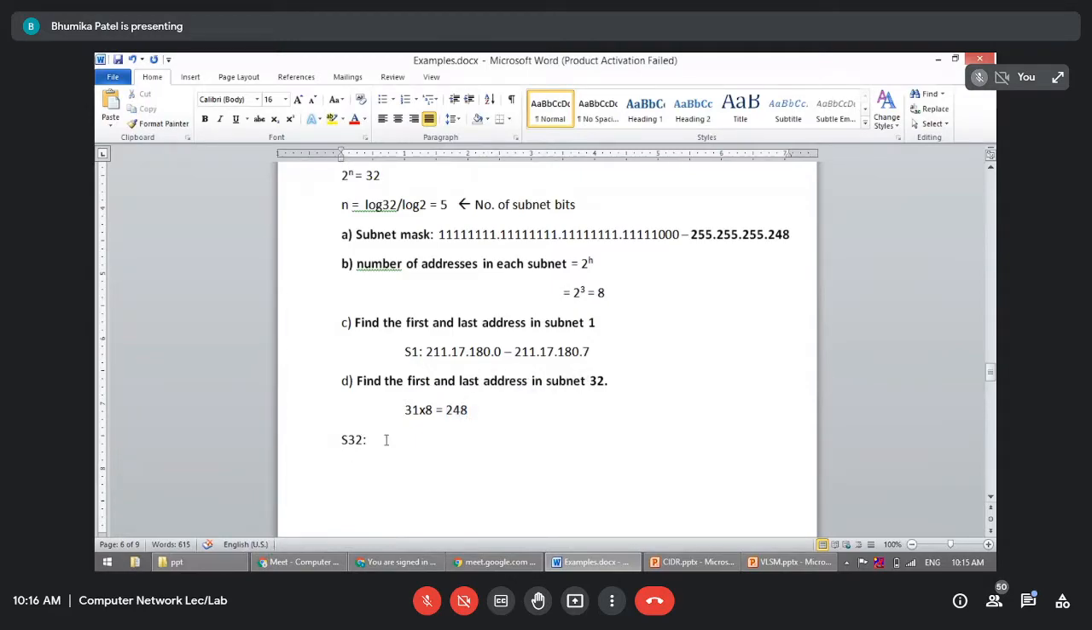So in subnet number 32, we have to start from 211.17.180. This much is fixed, because it is class C. In class C the network ID remains the same. Next we start from 248, right? From there, what will be the last IP address of subnet number 32? 255. 248 plus 8 gives 255 as the last. We just have to add 8 because each subnet contains 8 IP addresses.